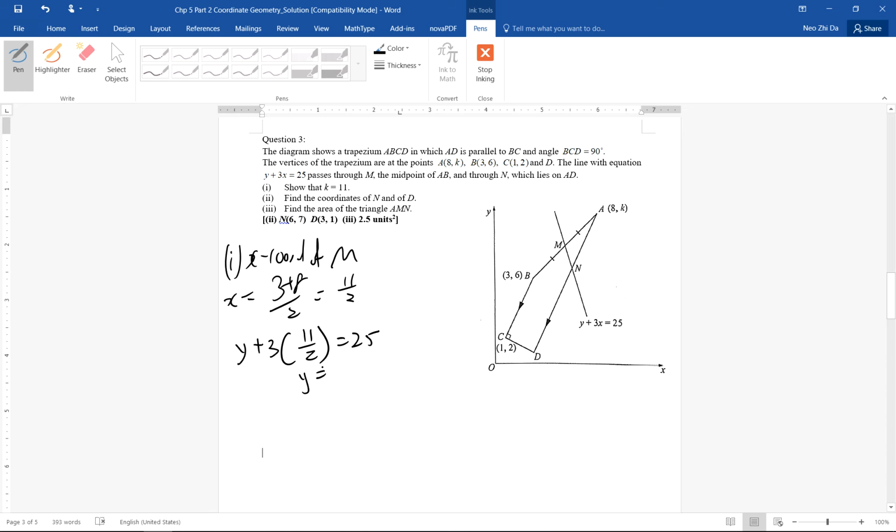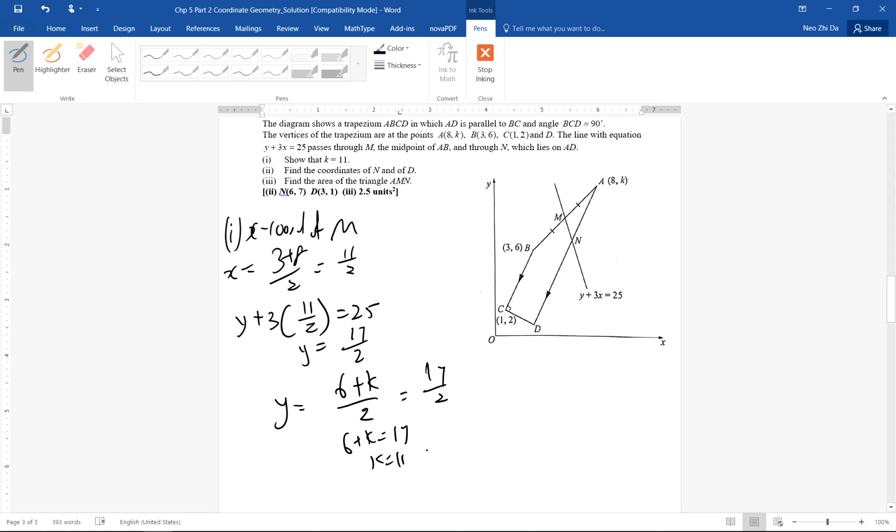And the y coordinate is 25 minus 3 times 11 over 2, which is 17 over 2. So, the y coordinate of M, right? You follow the formula, it should be 6 plus k over 2. Now you know that it's 17 over 2. So, that means 6 plus k equals 17, k equals 11.